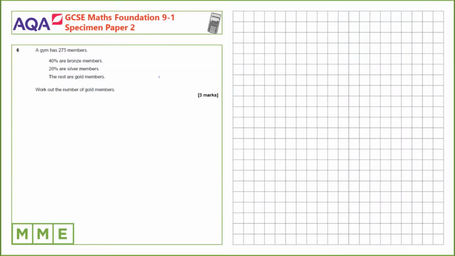Question 6. A gym has 275 members. 40% are bronze members, 28% are silver members, and the rest are gold members. Work out the number of gold members. So we need to figure out what percentage of them are gold members. So we take the full amount, 100%, subtract the 40% of bronze members and the 28% of silver members, get 32% that are gold members.